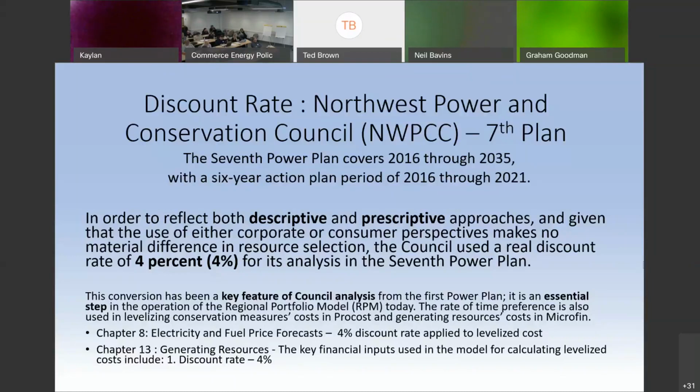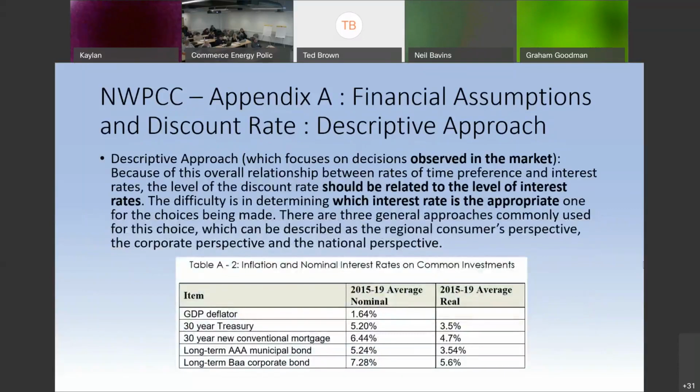And they talk about within this that they're trying to reflect in the 7th plan both the descriptive and the prescriptive approaches to identifying the appropriate discount rate. A descriptive approach is kind of backwards looking. What is the current market condition last year for the borrowing of money? The argument is that the discount rate should be very closely related to the level of interest rates in the marketplace. As we've been talking about, they identify a host of different cast of characters and some loan rates that were applicable to them.